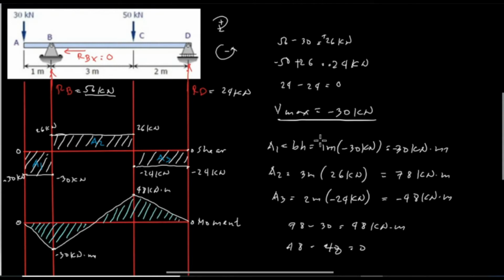Okay, so we can now determine the maximum moment for this diagram. The maximum moment in this diagram is 48 kilonewton meter, which means these are the maximum values. The maximum value for shear is negative 30 kilonewton, and the maximum moment is equal to 48 kilonewton meter. So this is how you graph a shear and moment diagram.